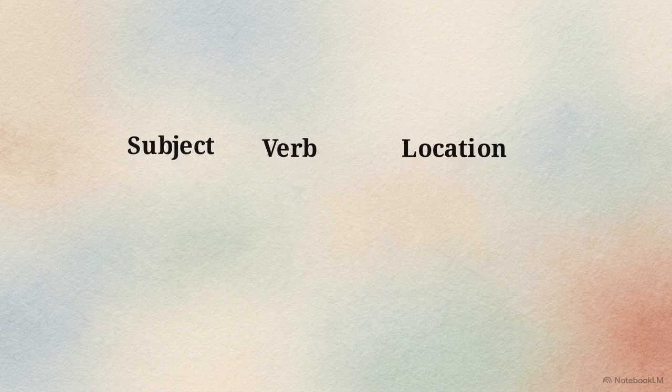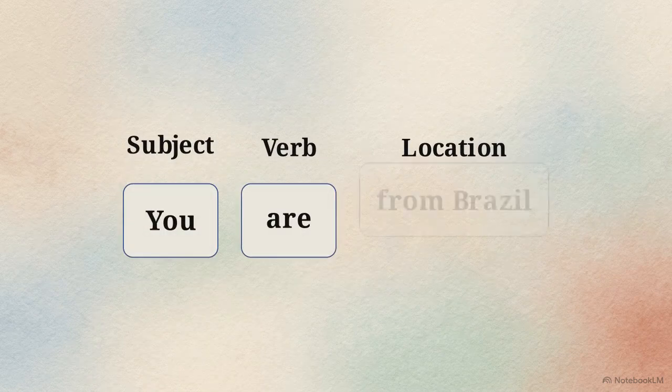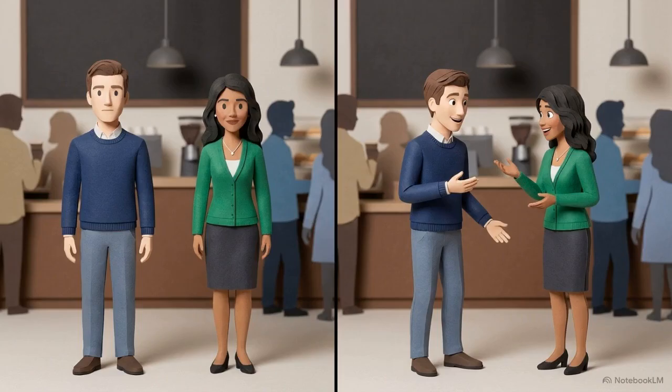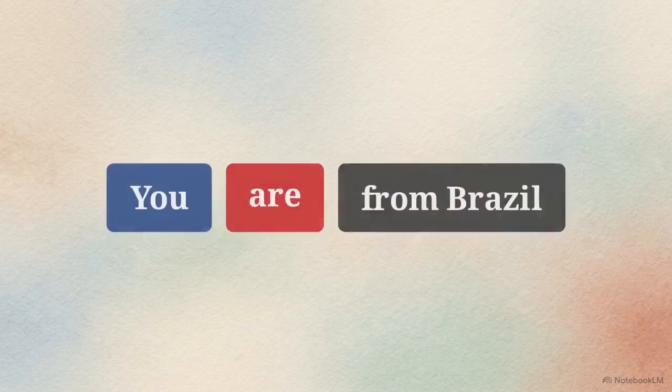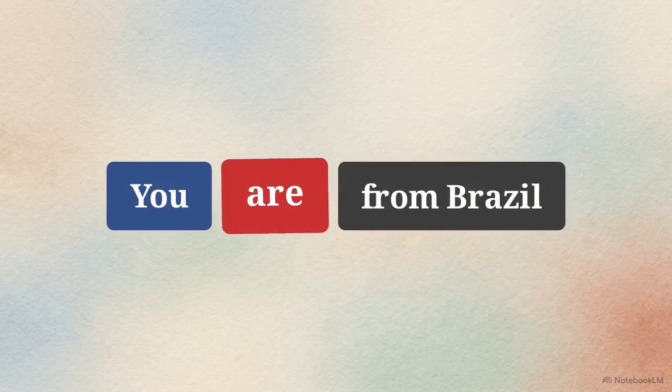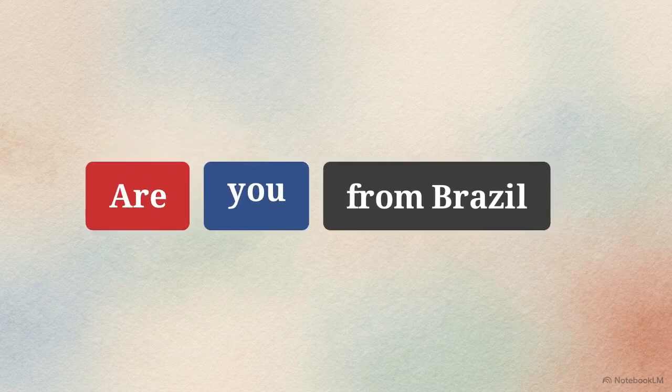To do that, we start with the simplest way to state a fact. If David already knew where Beth was from, he might just say, "You are from Brazil." But just stating a fact doesn't invite a response. To get the conversation moving, David has to change this sentence into a question. In English, this is like a game of leapfrog. We take the verb, are, and it hops right over you to the front. Suddenly, we have a question.